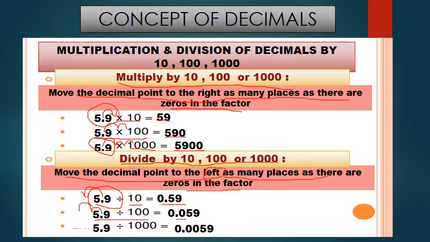Now the last example: divide 5.9 by 1000. What do we do? We will move the decimal point three places to the left. So the answer we will get is 0.0059. As there were not enough digits to the left, we have inserted two zeros in those places.